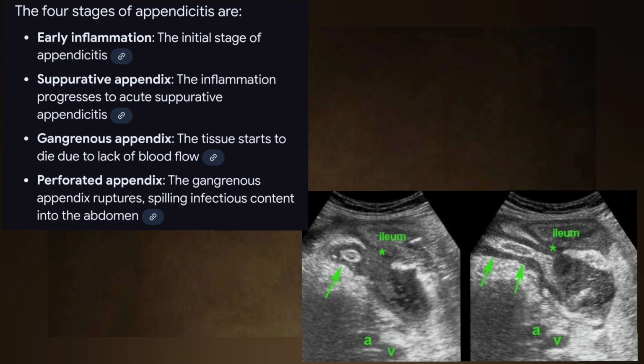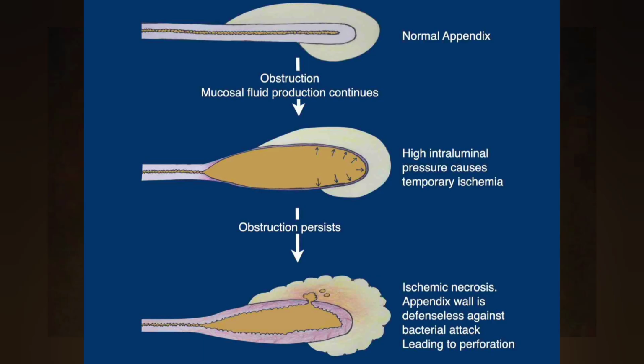And ultimately, it will convert to the fourth stage, which is called the perforated appendix, in which the gangrenous appendix ruptures, and there is spilling of the infectious content into the abdominal cavity. So these are the four stages of appendicitis. We can simply discuss these stages in this picture.